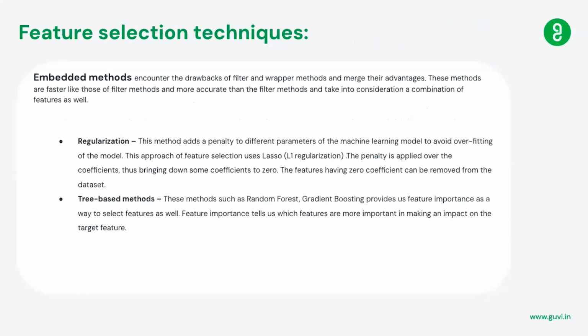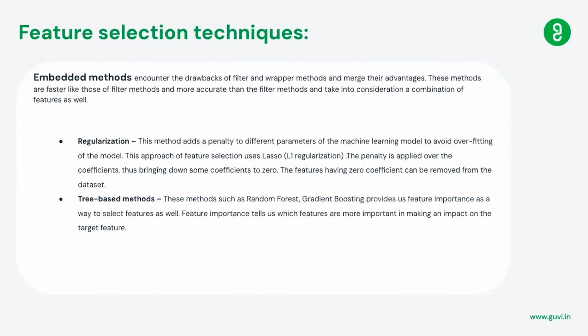There are also embedded methods. Embedded methods can take care of the drawbacks of both filter methods and wrapper methods. They are more accurate and they take into consideration the combination of features as well. There's a regularization technique where you add a penalty to different parameters to avoid overfitting. There's something called lasso regularization. Let's say you are training a regression model. We have seen earlier that there was an error term that gets produced, so you add a penalty to that error value.